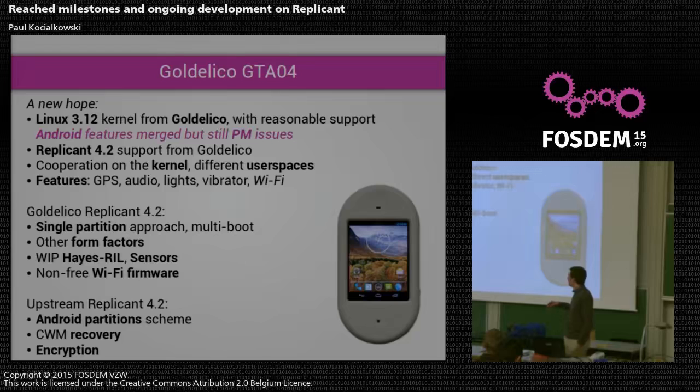So at this point, I started working on Replicant support. So that's why, on the timeline I showed previously, you could see that the GTA 04 support was back. And that's where it is now. So we have two versions, one made by the manufacturer, Golden Delicious, where they use a single partition approach, which allows them to have multi-boot, multiple operating systems in parallel. They also support other form factors because they also make a tablet with a bigger screen and stuff.